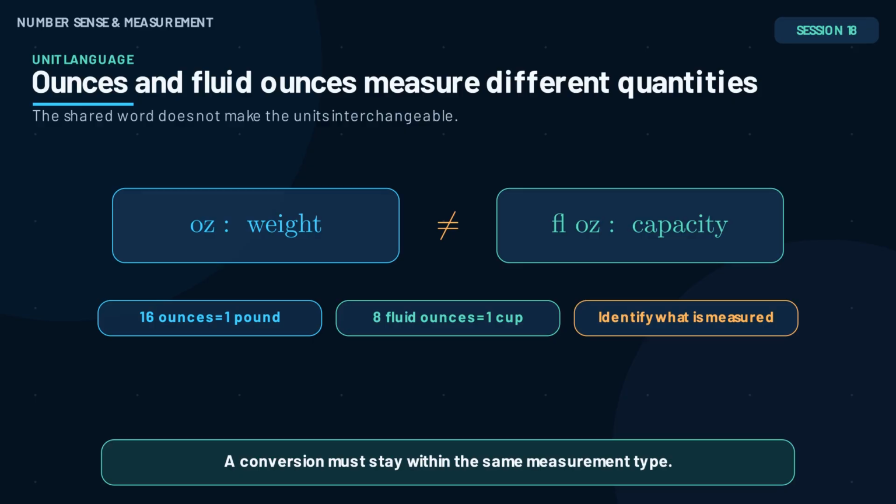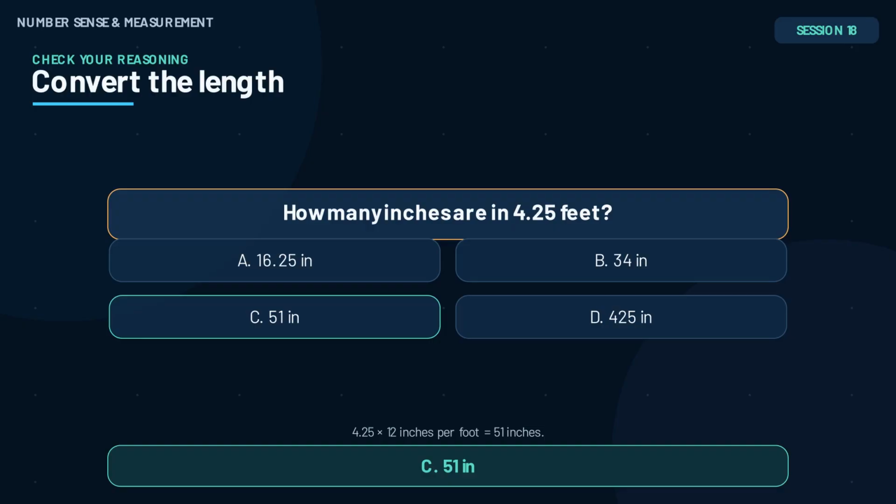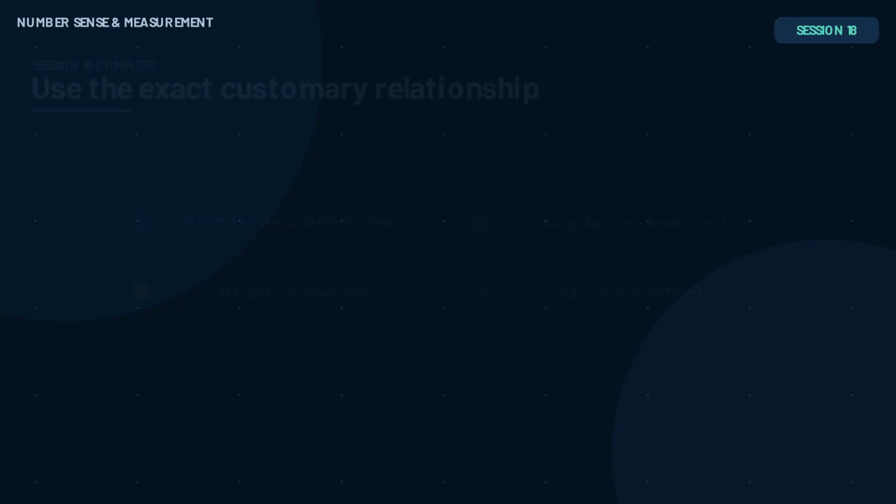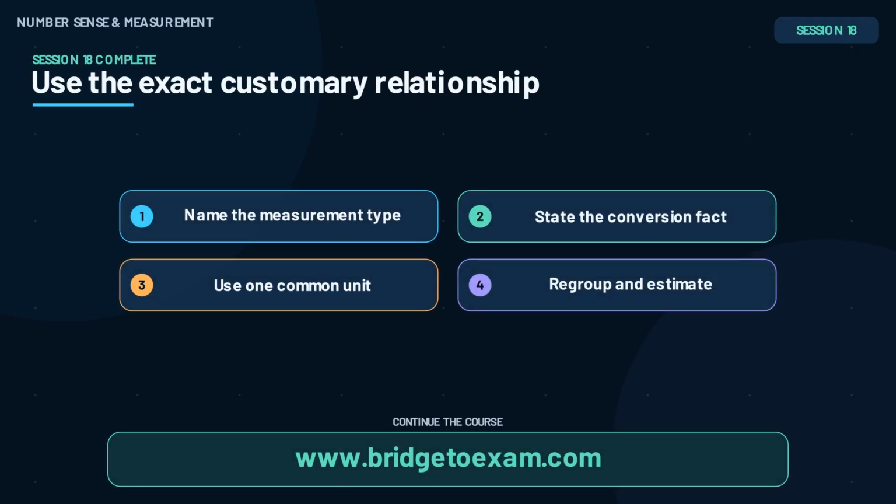Check note: how many inches are in 4.25 feet? Multiply by 12 inches per foot. 4.25 times 12 equals 51. The foot unit cancels, leaving 51 inches. Choice C is correct.